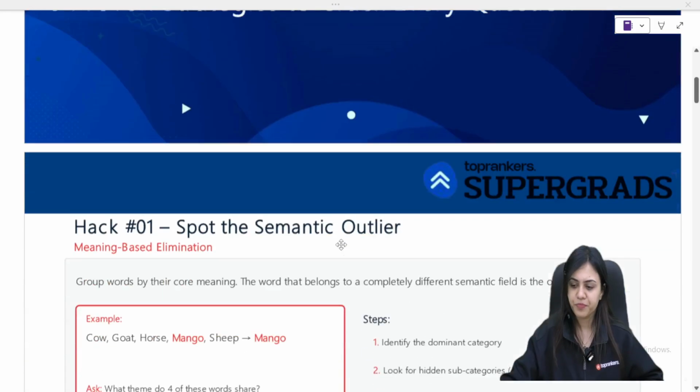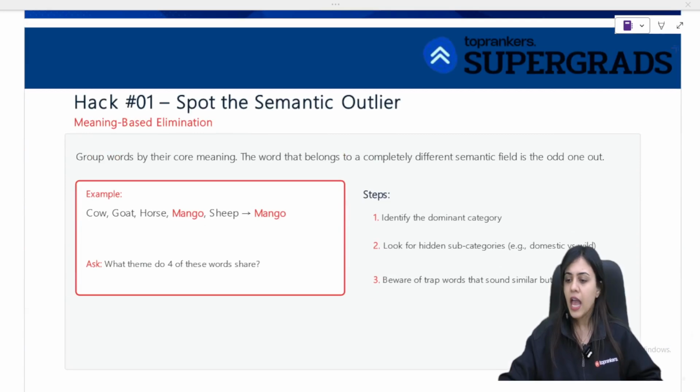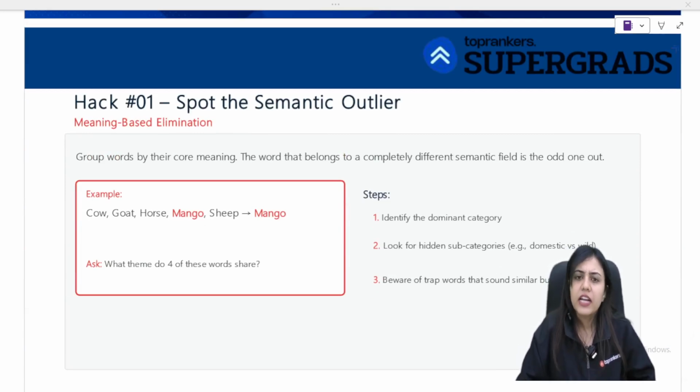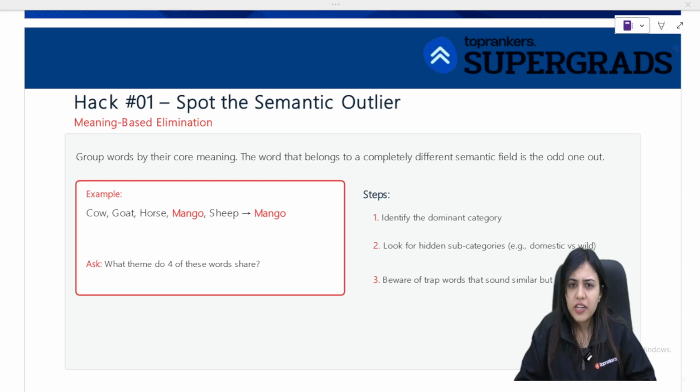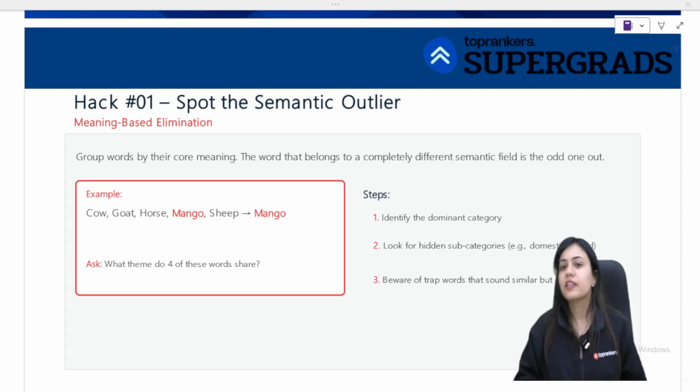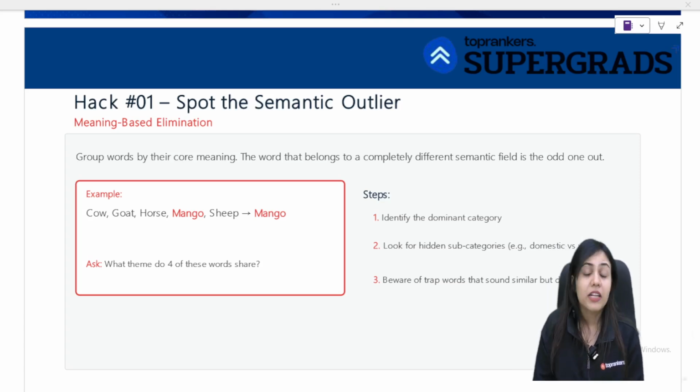Let's get started. So as you can very well see, Hack 1 talks about spotting the semantic outlier. What does that mean? It is a meaning-based elimination technique. Now you need to identify the core group first of all, and once you've identified the core group, then you need to find out the misfit. Here I have intentionally taken the example of certain words because when we break down something, we should always break it down to its elemental level. That makes it easy for us to understand a topic, like you can see here.